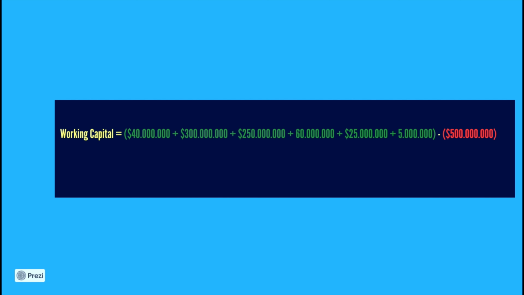Thus, the current assets amount to $680 million, from which we subtract the short-term liabilities of $500 million, resulting in a working capital of $180 million. The company therefore demonstrates financial stability since the current assets exceed the short-term liabilities. Now we know how to calculate working capital.